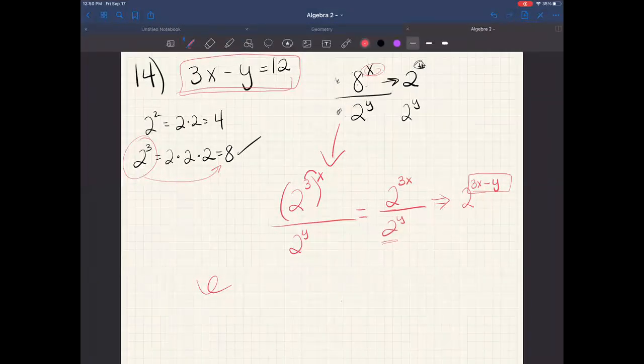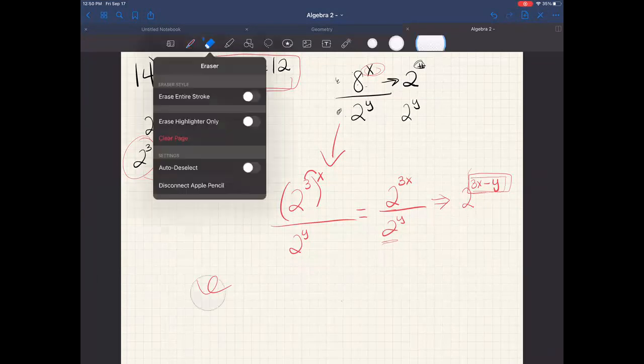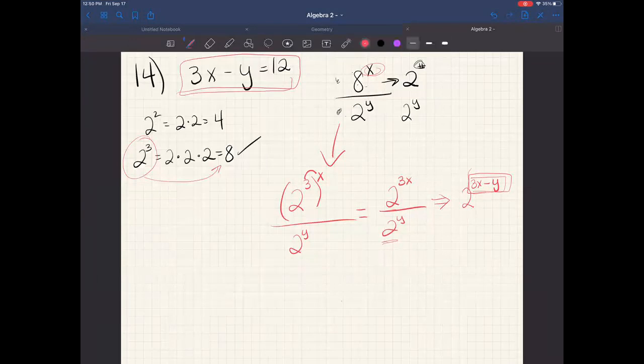There we go. So this is what I was doing. Once I rewrote it, I had 2 to the 3x minus y. That should look familiar because we have it right up here. So 3x minus y equals 12. So 2 to the 12. Is that one of my options?